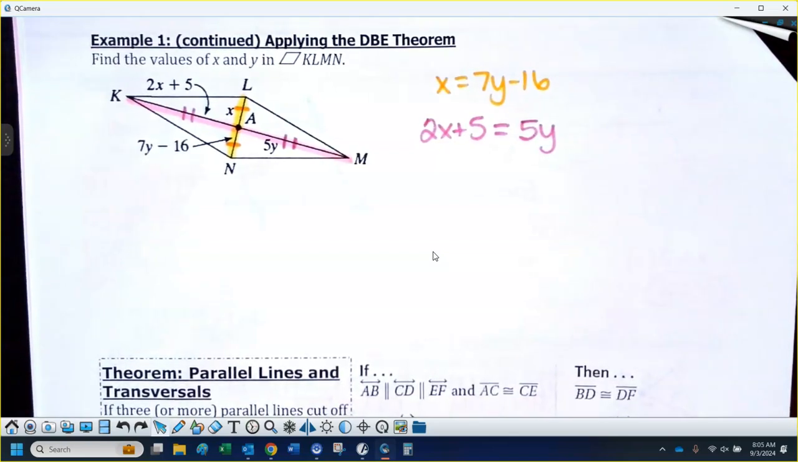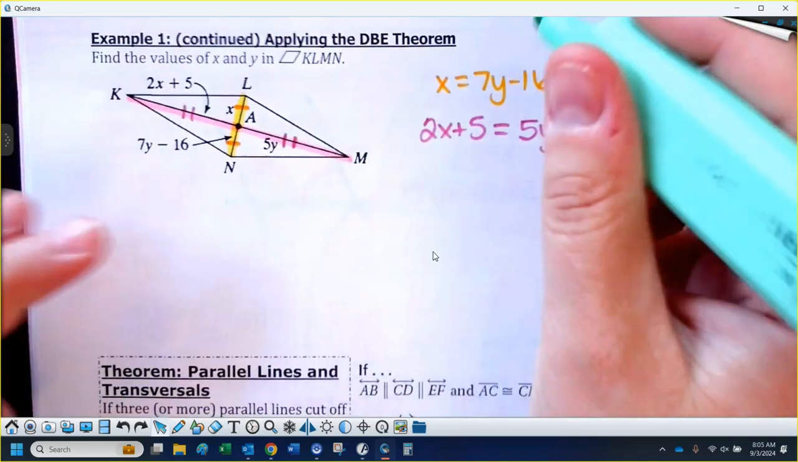Now, unfortunately, we've seen a couple questions like this today. This is a system. Does anybody know, because both equations have two different variables, so I can't solve for either of the variables without having the other. Anybody know what you would do with this as your next step? So we've got x equals 7y minus 16. Can't solve that. 2x plus 5 equals 5y. How can I go about trying to solve this? Any idea? What do you think?